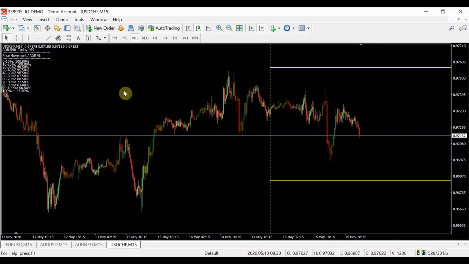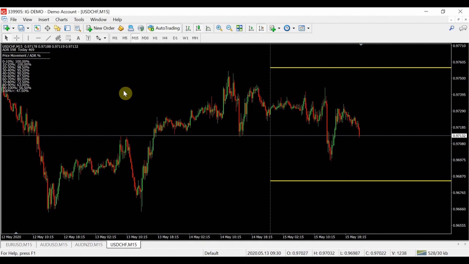So the key question is how do you trade and apply this indicator to your trading? Particularly if you're a long-term swing trader, it's probably good to know what the ADR is, but you probably wouldn't use it that often. This is really mainly used by intraday traders for a number of things. So the first thing is setting stop losses and profit targets.